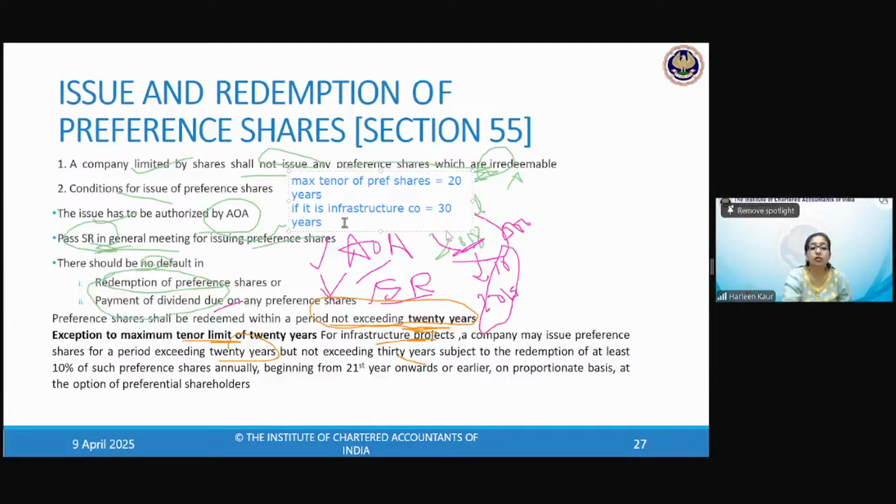But what is the condition over here? The condition is that at least 10% of the preference shares shall be redeemed starting from the 21st year. So the condition is that redemption of at least 10% of the preference shares should start from the 21st year onward on a proportionate basis at the option of preference shareholders.